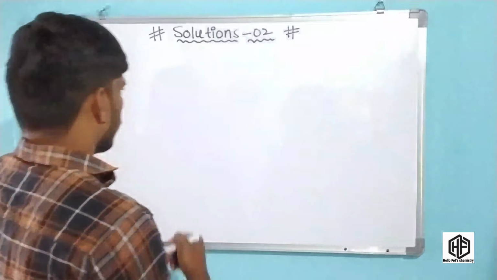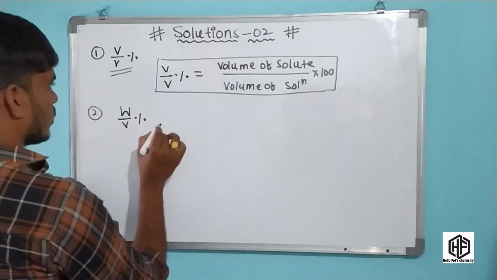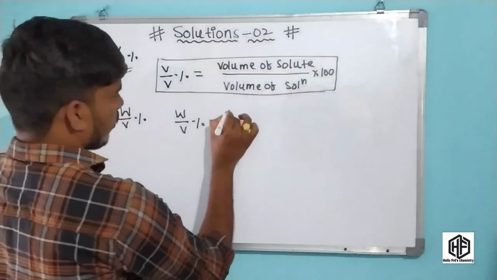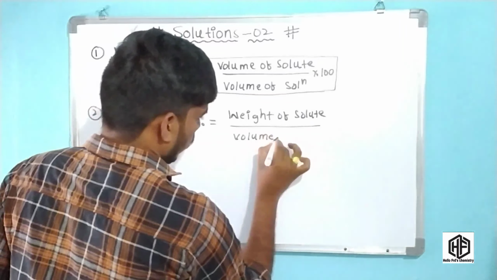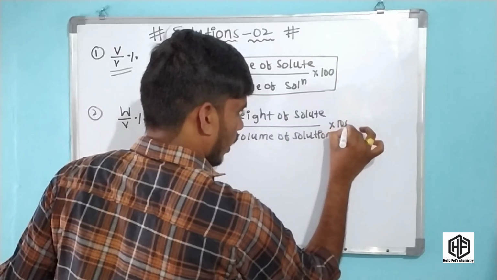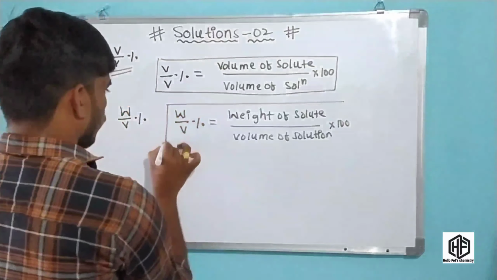The second term is the weight by volume percentage. Friends, in volume by volume percentage the numerator is the volume of solute and the denominator is the volume of solution. Now the weight by volume percentage formula is: weight by volume percentage is equal to weight of solute by volume of solution into 100.